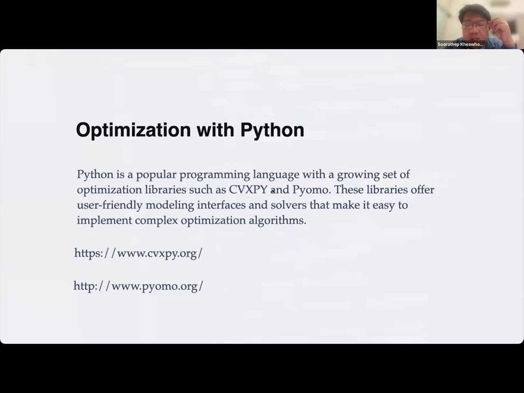Besides Excel, we will use Python. We will do optimization using Python. For Python, it's a library, and I recommend two things: CVXPY and Pyomo. But in this class, we will use Pyomo. I will not use CVXPY, but if you want to use CVXPY, you can do it by yourself.